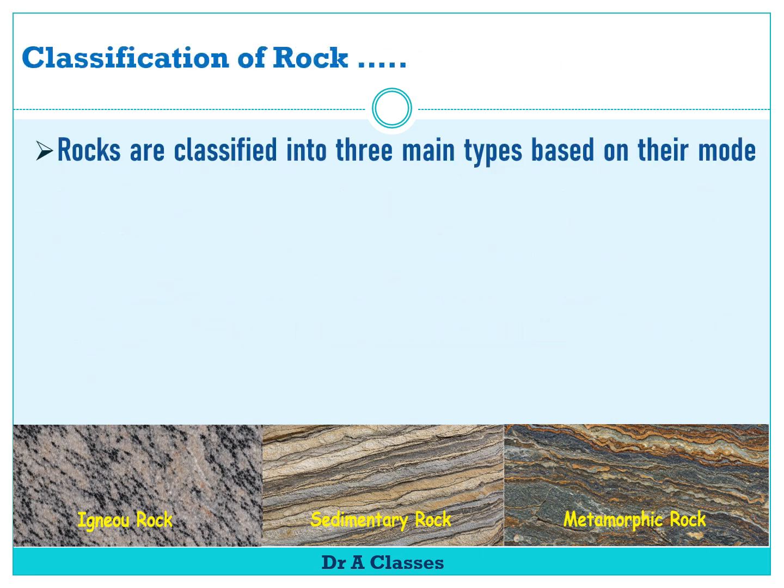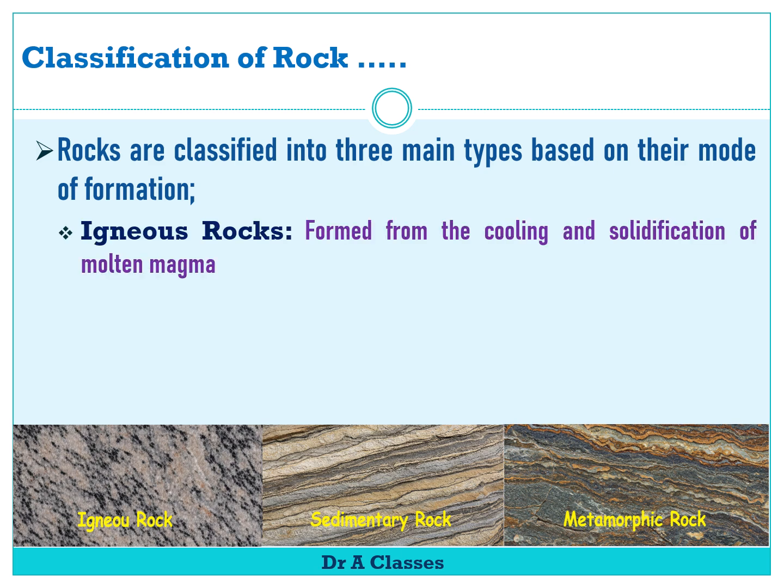Classification of rock. Rocks are broadly classified into three main types: igneous, sedimentary, and metamorphic, based on how they form. Each type has distinct characteristics and origins, playing a unique role in Earth's geological structure. Igneous rocks. These rocks form when molten magma or lava cools and solidifies.